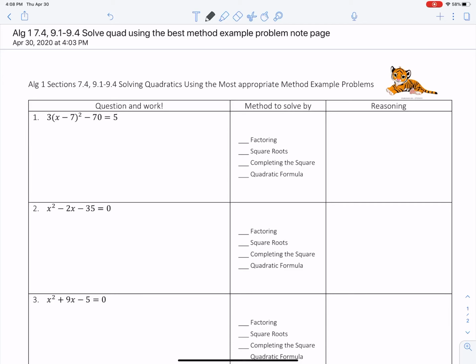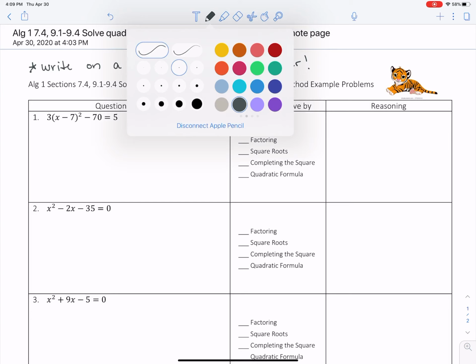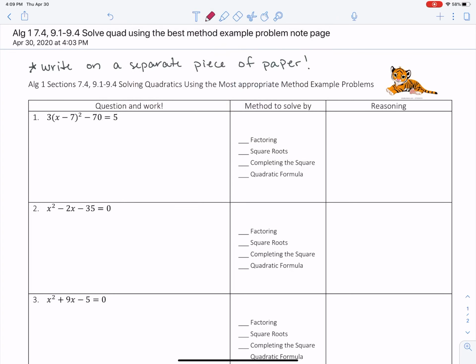Algebra 1. So you can find this note page on Canvas, or feel free to write this on your own paper, on a separate piece of paper. It is up to you how you would like to solve these example problems. We're going to work through them, and we're going to work through some reasoning. I'm going to switch over to pink because I like to use that one. And we're going to talk about this first problem.